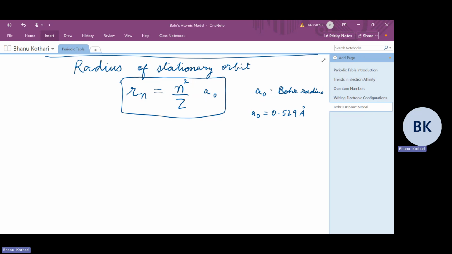Sometimes a question may be asked like, what is the radius ratio of two different orbits? This Z is the atomic number of the hydrogenic species. So if hydrogen is there, Z is equal to 1, so Rn will be simply n square times a naught. But if some other hydrogenic species is given, suppose helium plus or lithium 2 plus, for helium we have to understand that the atomic number will be 2. For lithium, the atomic number will be 3. For hydrogen, we take the atomic number as 1.